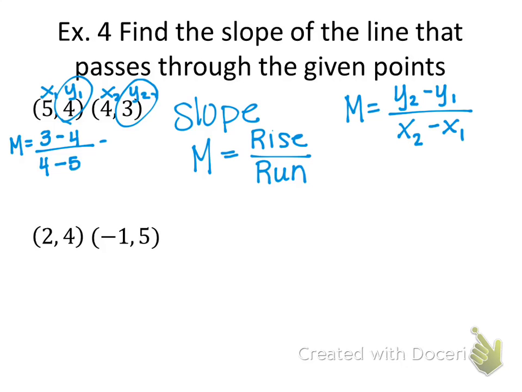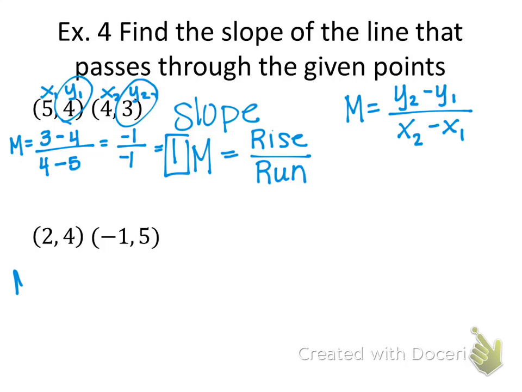Now all you want to do here is subtract. 3 minus 4 is what? Negative 1. 4 minus 5 is negative 1. What is negative 1 over negative 1? Positive 1. So my slope is 1. Okay? Let's do the next one.